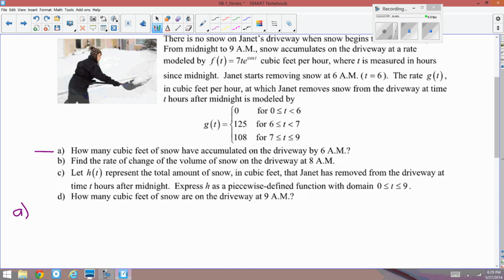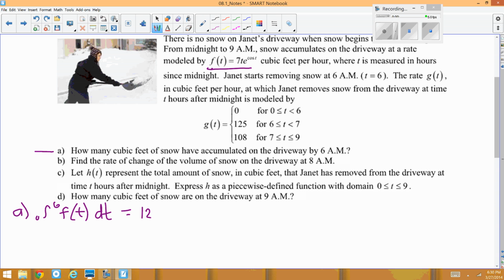The rate that it is accumulating here, so to find the amount of snow that has accumulated from time 0 to 6, midnight to 6 a.m., I'm just going to do the integral from 0 to 6 of f of t dt. And you type it into your calculator and you get about 142.274. Remember, at least 3 decimal places. And whenever you can, units. So the snow is accumulating in cubic feet.